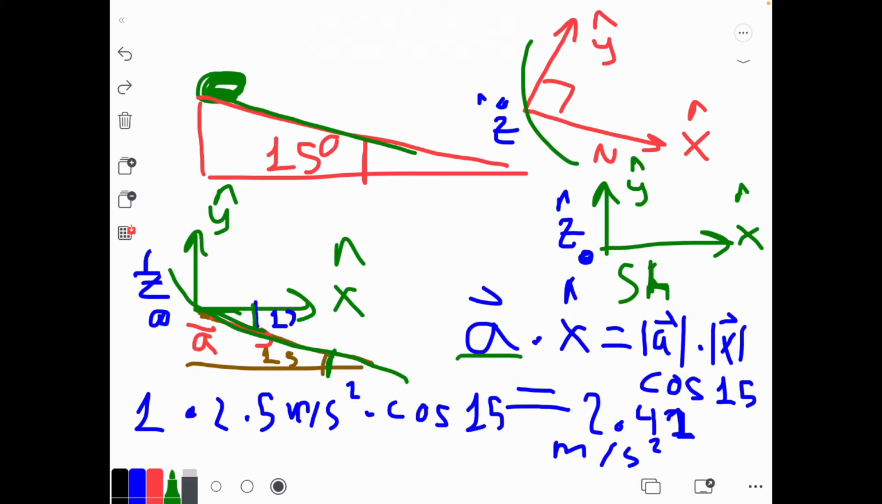So you have vector A, then x hat. Remember, it's a unit vector, so it's going to have a magnitude of 1. So 1 times 2.5 meters per second squared, times cosine of 15, because we have 15 degrees, which gives us 2.41 meters per second squared. Remember, the units stay the same. So we get the answer of the dot product very easily, although we're going to do a bit of algebra. Let's see if Nancy's approach is going to be easier or not. Let's go ahead and do that.